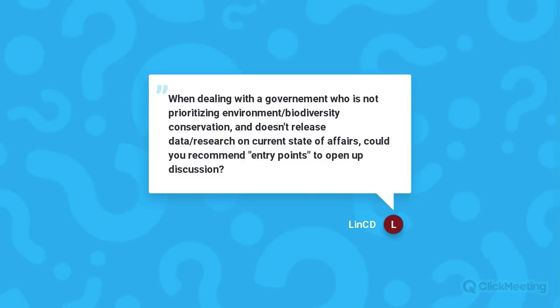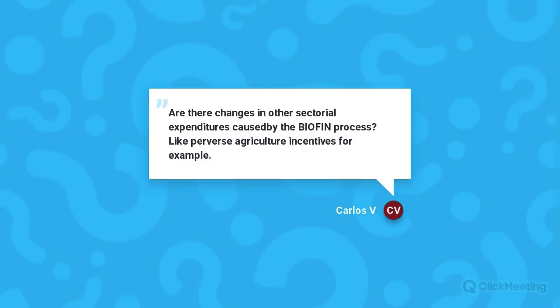Thank you, Lynn. All right, here's a question from Carlos. Are there changes in other sectoral expenditures caused by the BIOFIN process, like perverse agricultural incentives, for example? Okay, I don't know if Annabelle is on the call right now. I think she's here as a presenter. Annabelle and Niran, do you have some ideas about changes in sectoral expenditures? I think this is what we are referring to as realignment of budgets. Annabelle?